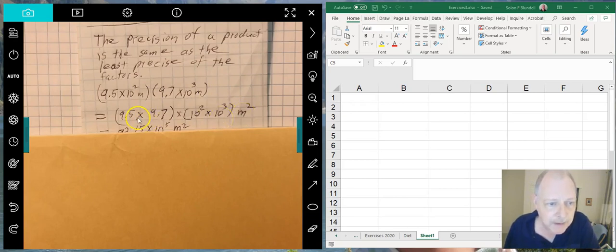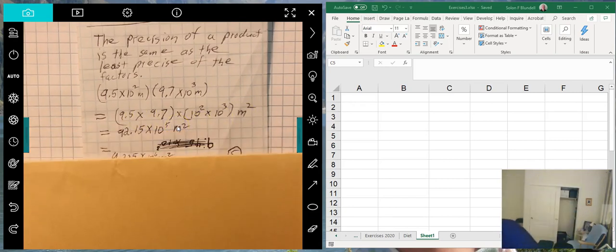Okay, so I multiply those first 2, and I get 92.15. And then I multiply the 10 squared times the 10 cubed, I get 10 to the 5th, and the units are squared meters. And now this is not scientific notation yet, because with scientific notation I can only have 1 digit before the decimal. Here I have the 9 and the 2. I have 2 digits before the decimal. So I need to convert this.